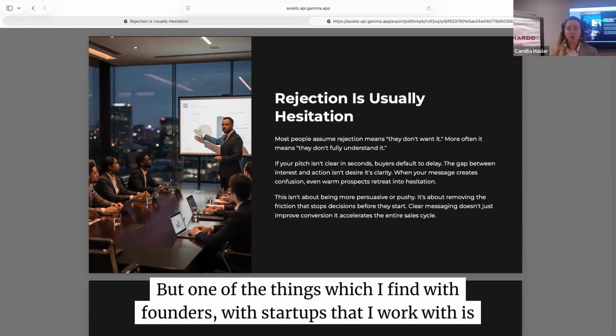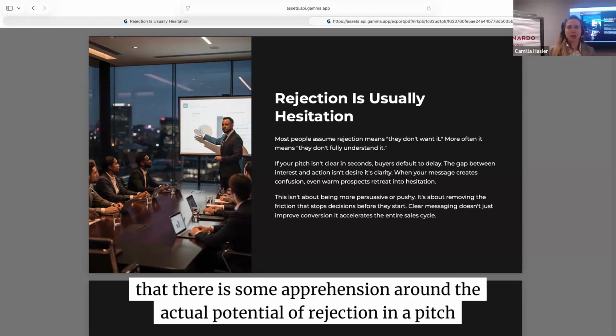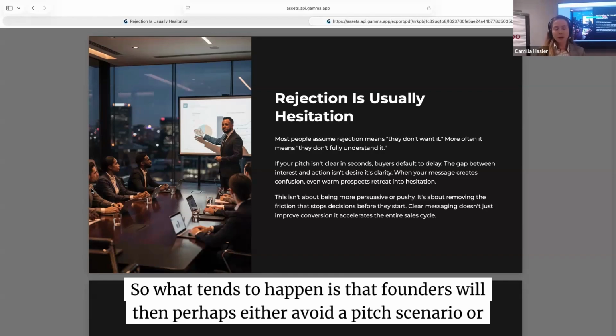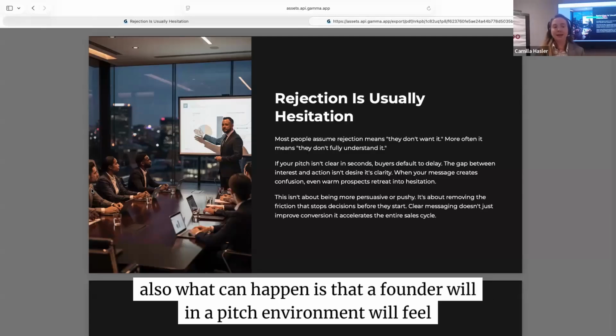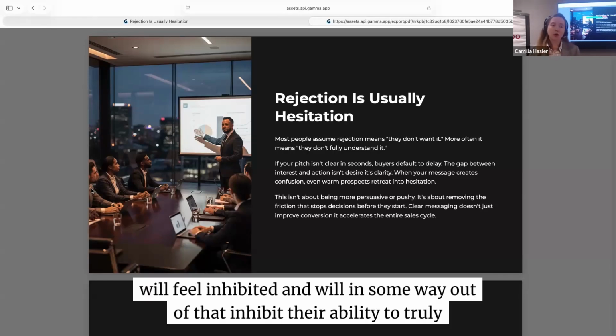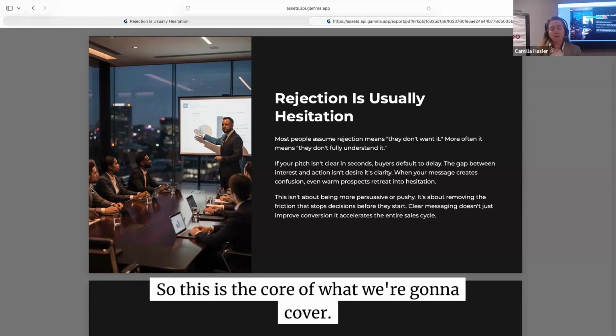But one of the things which I find with founders, with startups that I work with, is that there is some apprehension around the actual potential of rejection in a pitch scenario. So what tends to happen is that founders will perhaps avoid a pitch scenario, or a founder will, in a pitch environment, feel uncomfortable, feel inhibited, and in some way that inhibits their ability to truly convert and land a buyer. So this is the core of what we're going to cover.